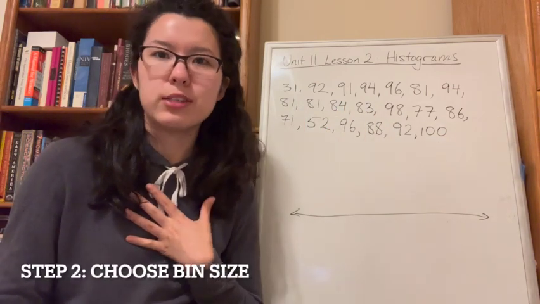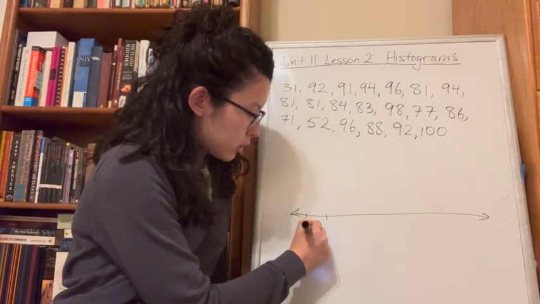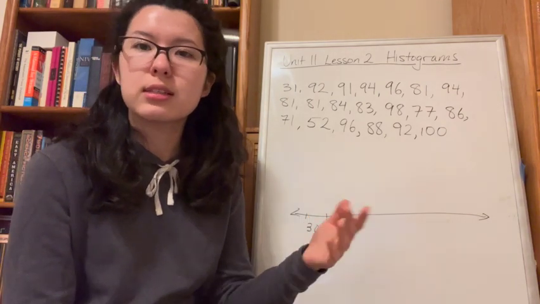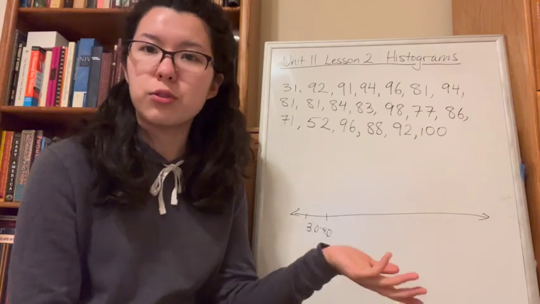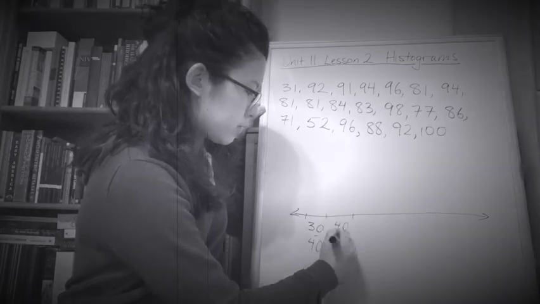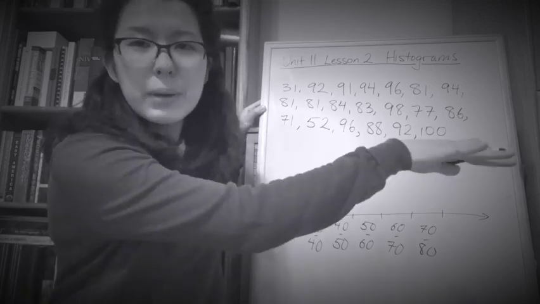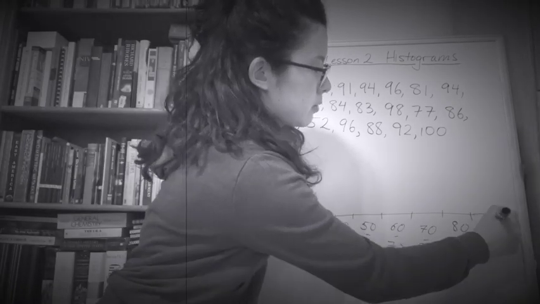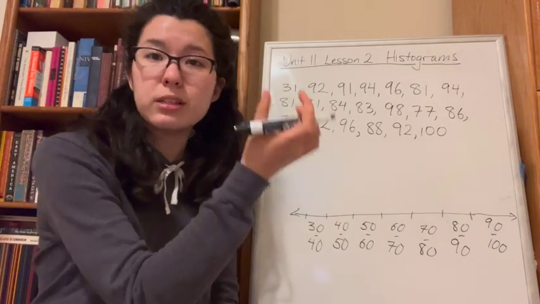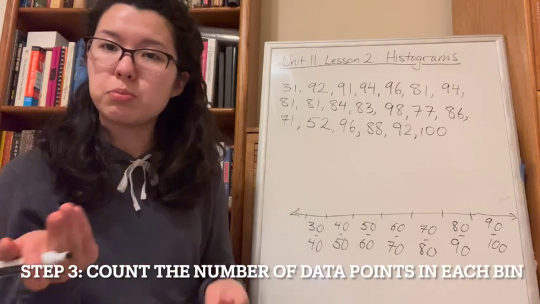I'm going to choose bins of 10 each. So my first bin will be from 30 to 40. The one after that from 40 to 50, 50 to 60, 60 to 70, so on and so forth. What I've done here is I've partitioned my number line into all these evenly spaced bins, and now what I can do is just count up how many data points should go in each bin.